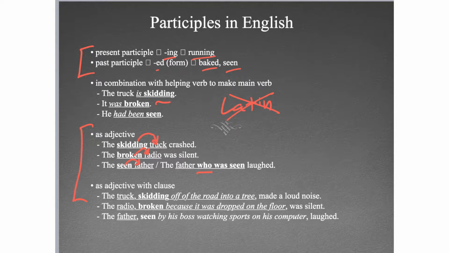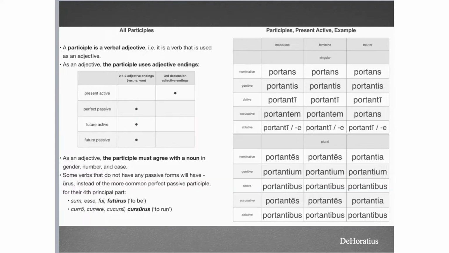All right, so in English, and for the most part in Latin, participles can be used as straight adjectives, the skidding truck, the broken radio, the seen father, or as adjectives that have clause elements with them, skidding off the road into a tree. All right, so let's focus on the left side of this page to begin with.